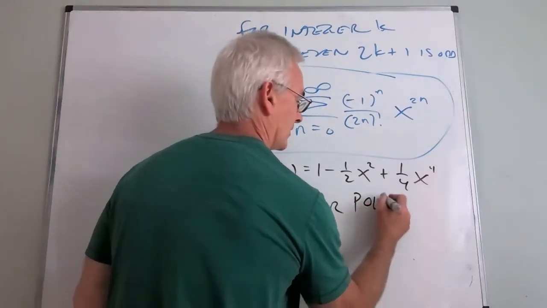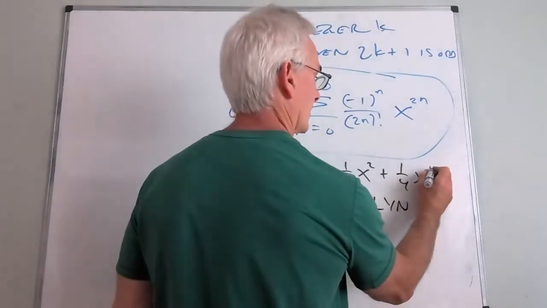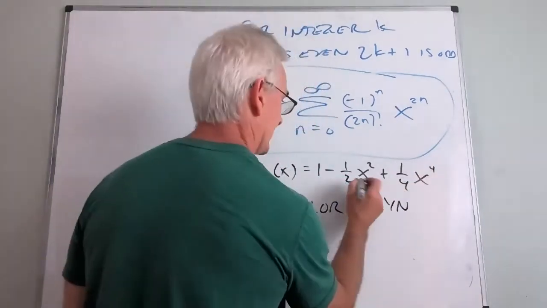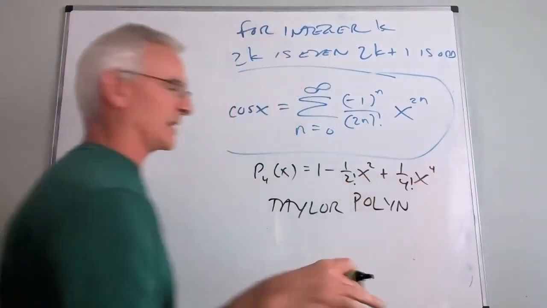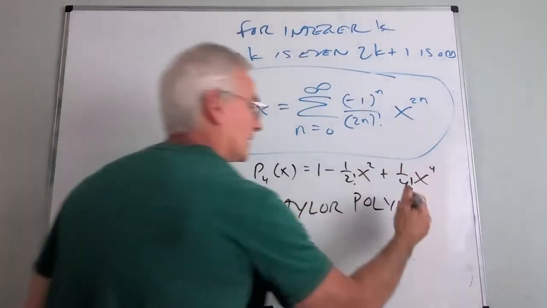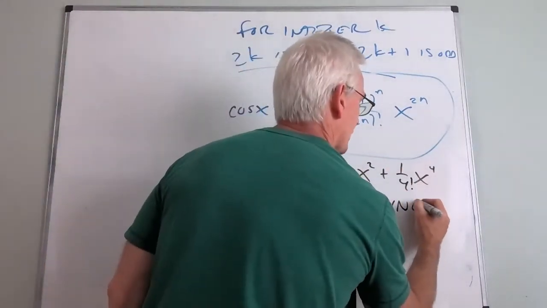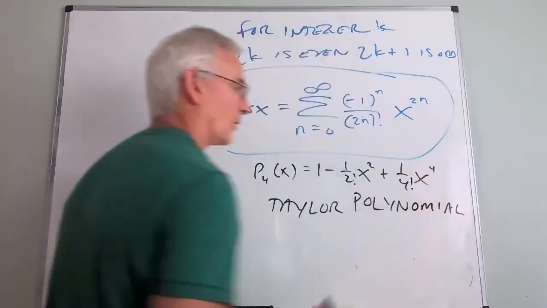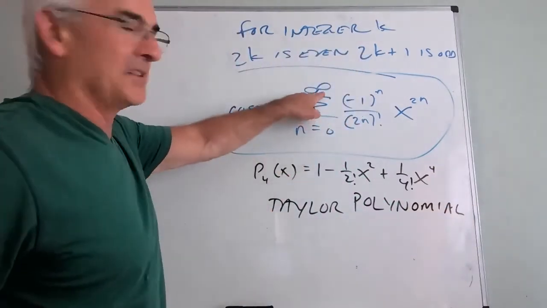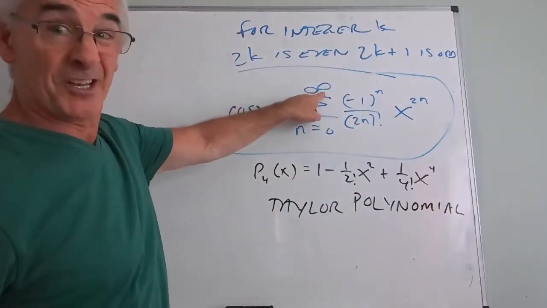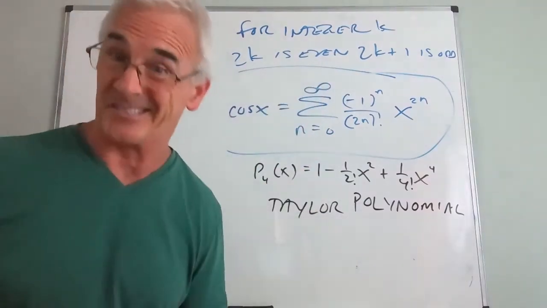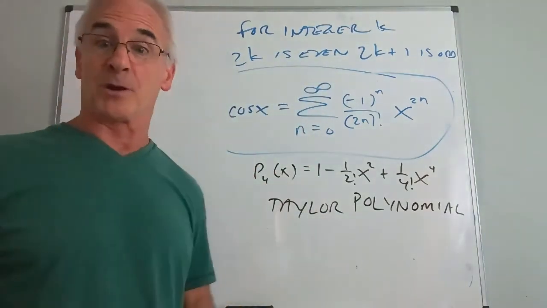Professor, that's a 4 factorial. Oh, thank you. Yeah, I actually wrote 24 last time. Yeah, thank you, Tom. This is called a Taylor polynomial. Why? Because a Taylor series is infinite. I just wrote 3 terms. That's not a series. That's a fourth degree polynomial.